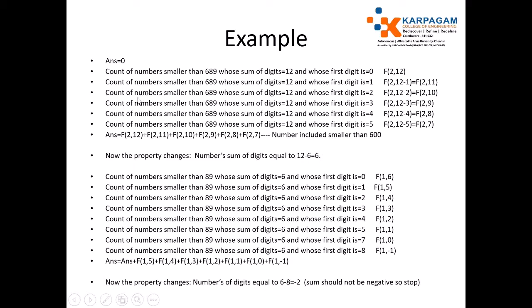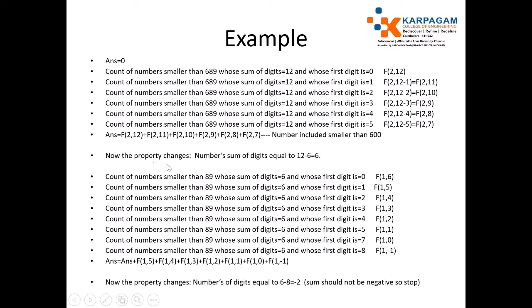Similarly, for numbers whose first digit is 2, the function will be f of 2, 10. If the first digit is 3, the function will be f of 2, 9. If the first digit is 4, f of 2, 8. If the first digit is 5, f of 2, 7. Finally, we add all the answers. Now we have identified the count of numbers smaller than 600.